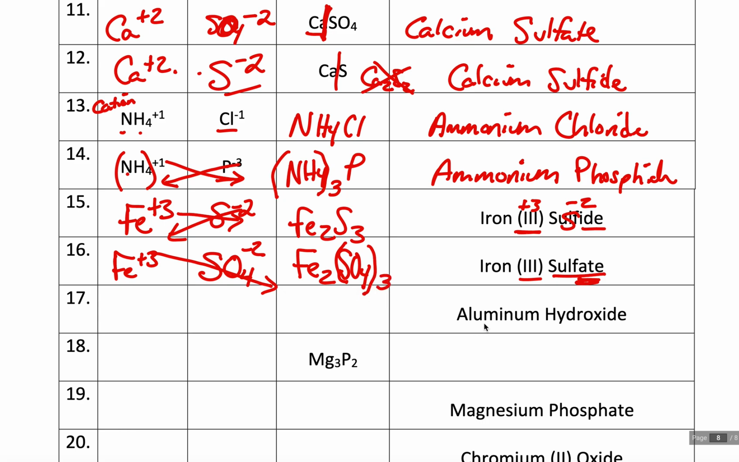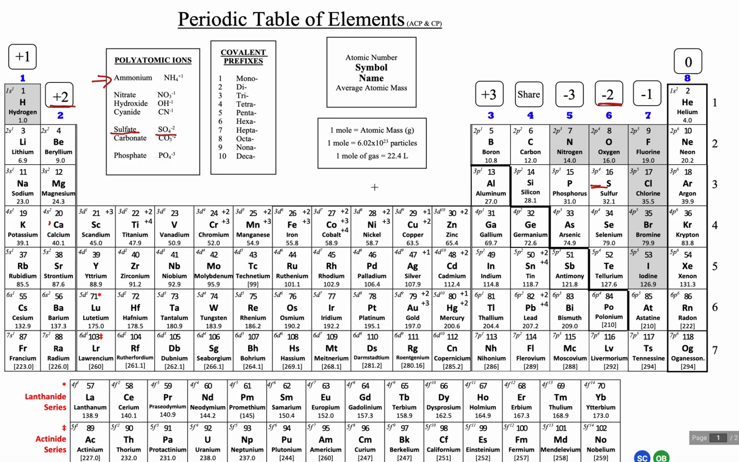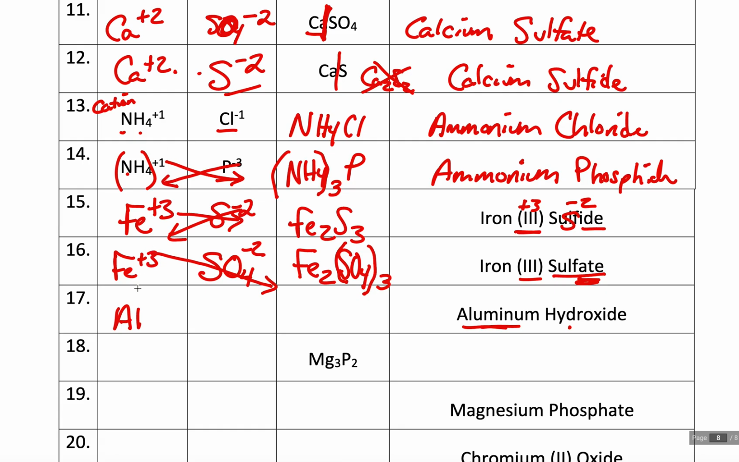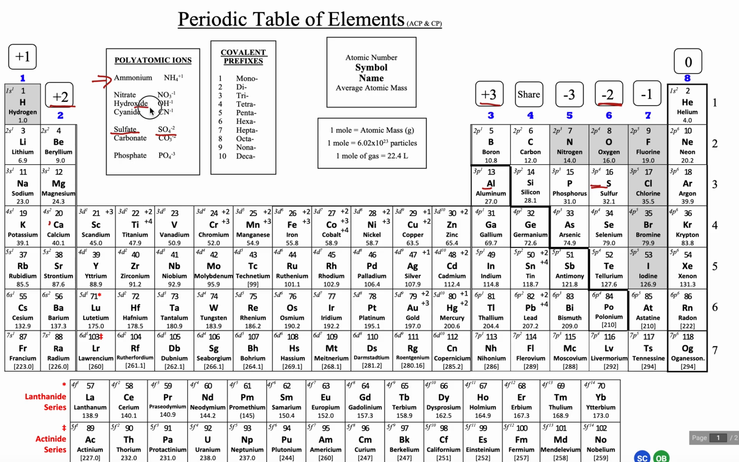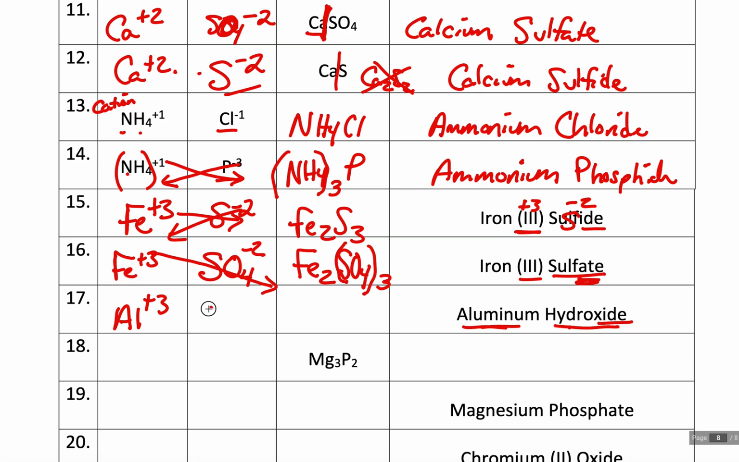Aluminum hydroxide. Aluminum is a metal. Look up on the periodic table what aluminum does. Here's aluminum, look up, plus 3. So aluminum's trying to give up 3. And it's hooking up with hydroxide. Now, I normally tell you look on the periodic table. But in this case, it is a polyatomic ion that you need to know. Hydroxide, OH, -1. So we put OH, -1 here.